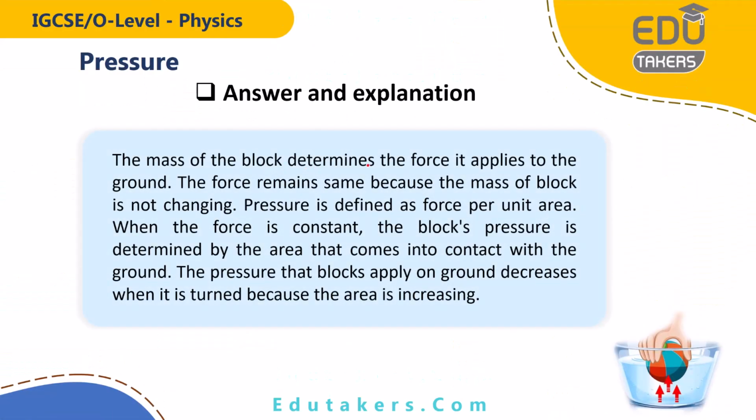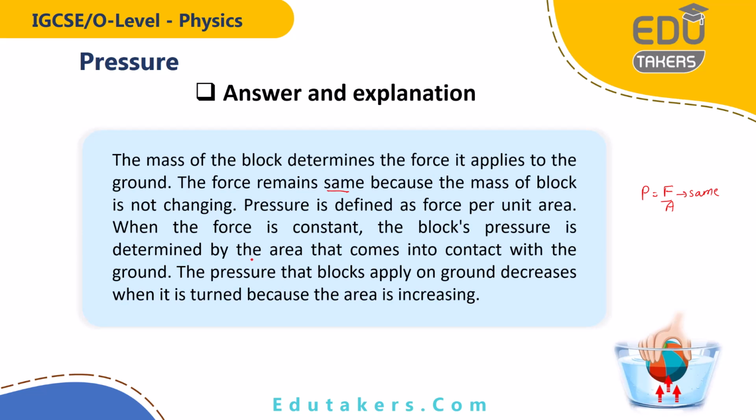The mass of the block determines the force it applies to the ground. So the mass of the box basically determines the force as it applies on the ground. The force remains the same. Why does the force remain the same? Because the mass of the block is not changing. And you also know that pressure is force per unit area. When the force remains the same, it does not change, the pressure is determined by the area.